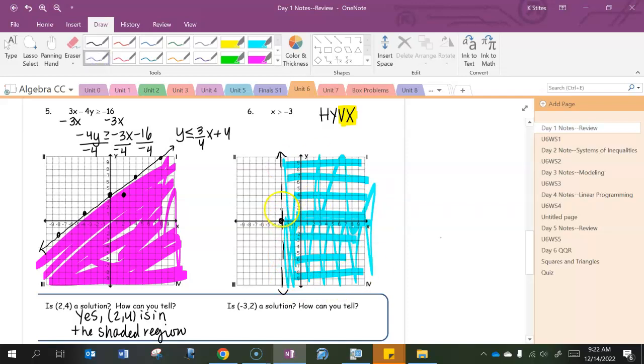Now, is (-3, 2) a solution? That's right here. This is going to be a no, not because it's on the line particularly, but because it's on the dotted line. So this is kind of like it being on an open dot, right? It's not including that point.